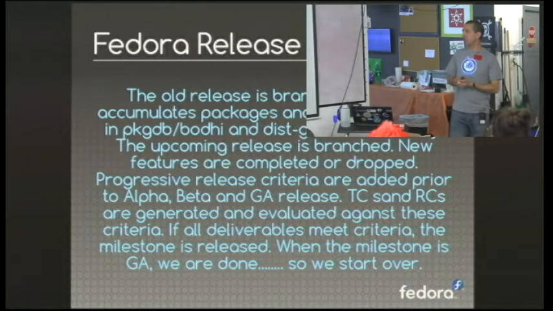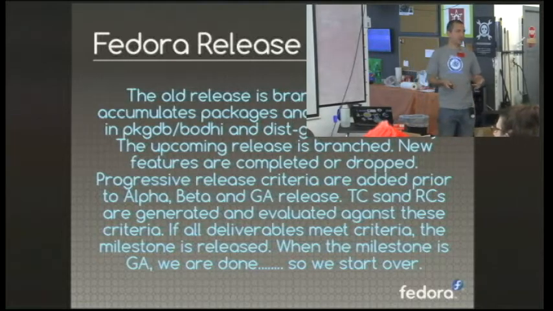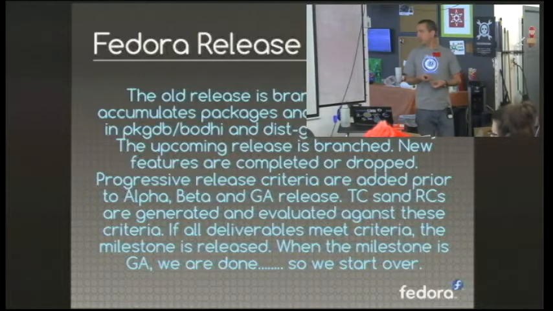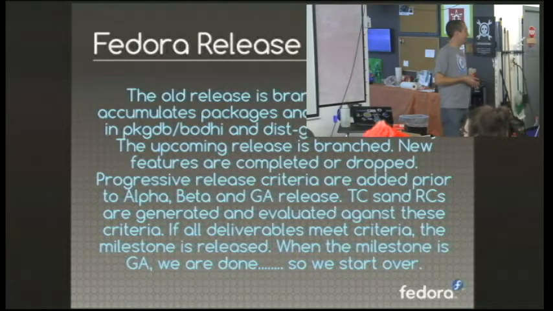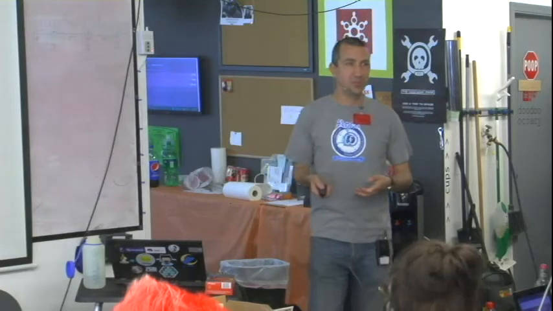When we do this, we create test composes and release candidates, and they're evaluated against the criteria to make sure whether or not they meet them. And if the deliverables meet the criteria, then we release the milestone. And if that milestone happens to be GA, then you have a new release of Fedora. That's Fedora in 60 seconds. And then we start over, by the way, and we just keep doing this over and over again.